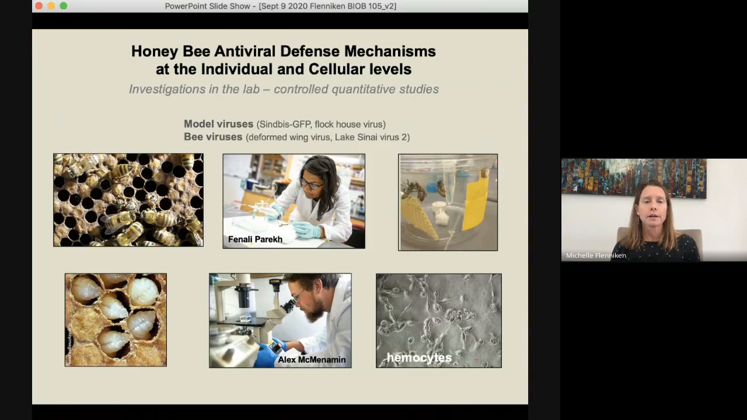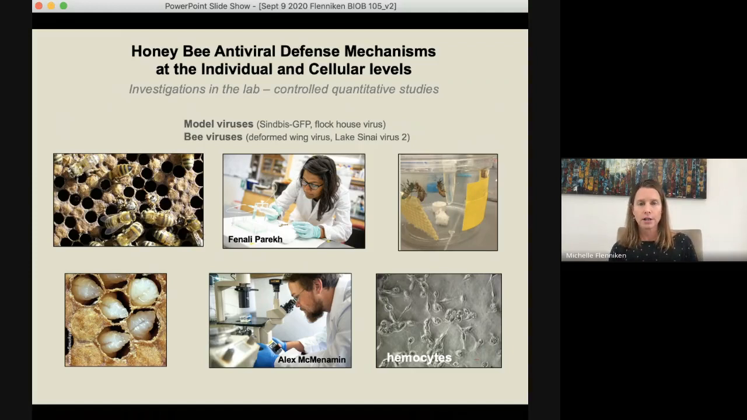So again, to investigate the mechanisms, we actually do experiments in the lab. The upper left-hand corner here shows a frame of bees. These are newly emerging adult bees. You can see their little heads sticking out here. They chew their way out of these cells that look like honeycomb, but instead of having honey stored inside, that's where the babies develop into adults. It takes about 21 days for that.